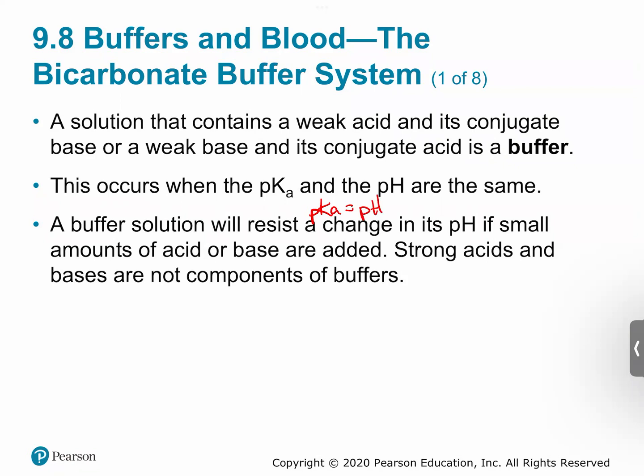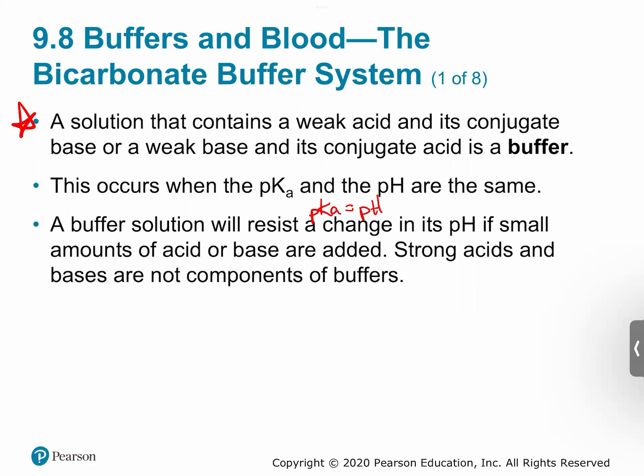So those things that are called buffers resist changes in pH, whether you add a little bit of acid or a little bit of base to that solution. Strong acids and bases are not parts of buffers, but you see the components here. And the point is to resist large changes in pH. So imagine how important a buffer is in the human body, because we can't have large changes in pH, and we do have stressors that can change pH. So we need buffers in our blood system.